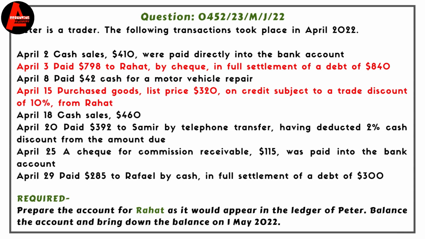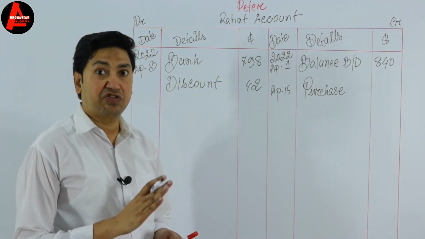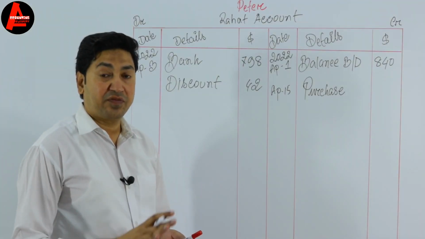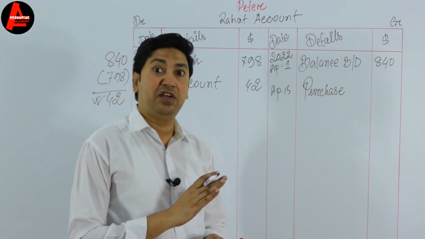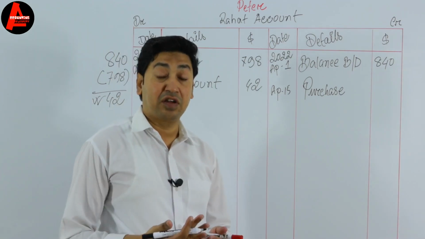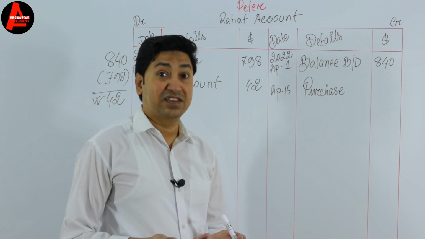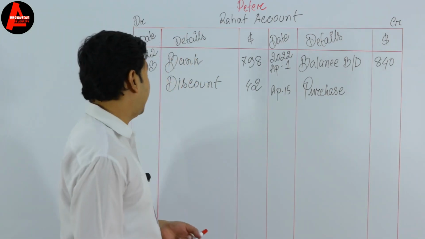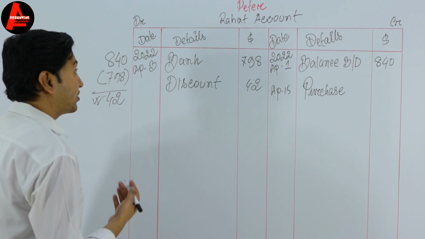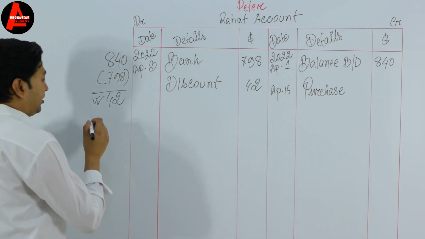Now how much will you write? Look at the question once again. Here the purchase goods list price is $320 and trade discount is 10%. You already know trade discount does not appear in any account, ledger, trial balance, statement of financial position, or income statement. We do not write trade discount, but we write cash discount. Don't forget.